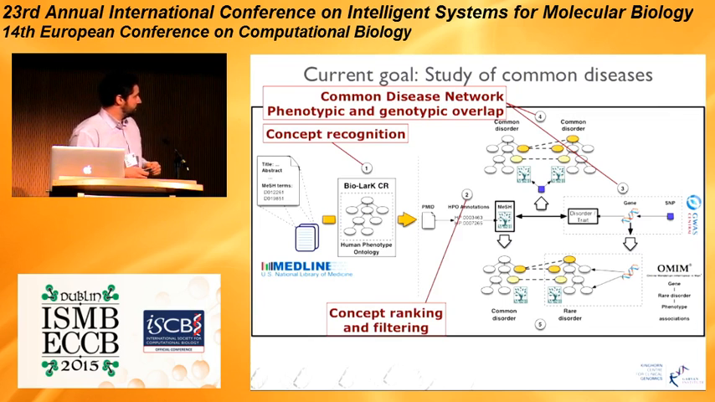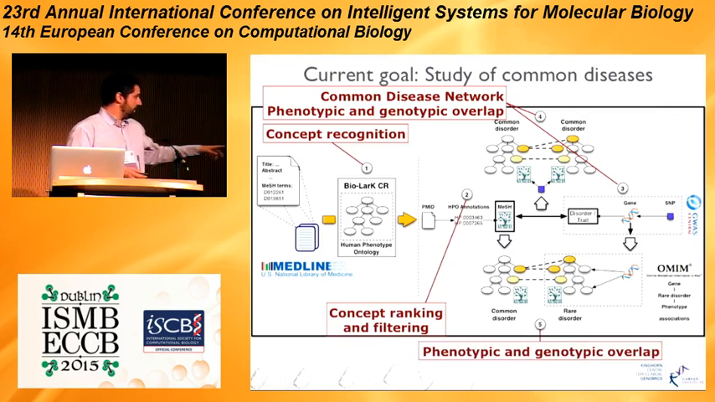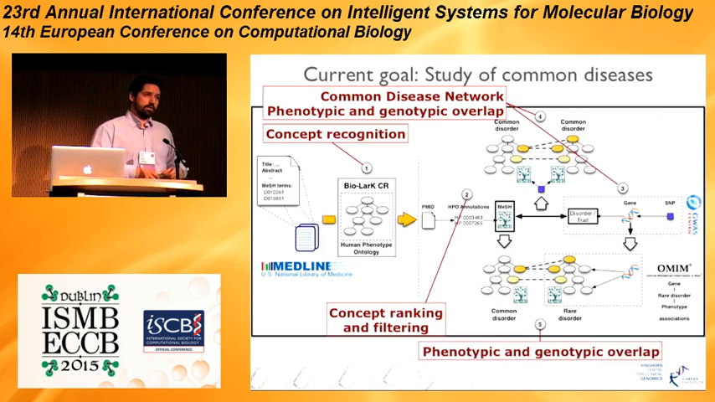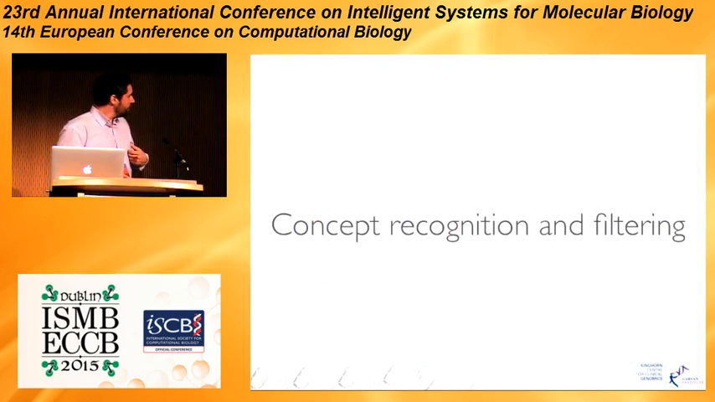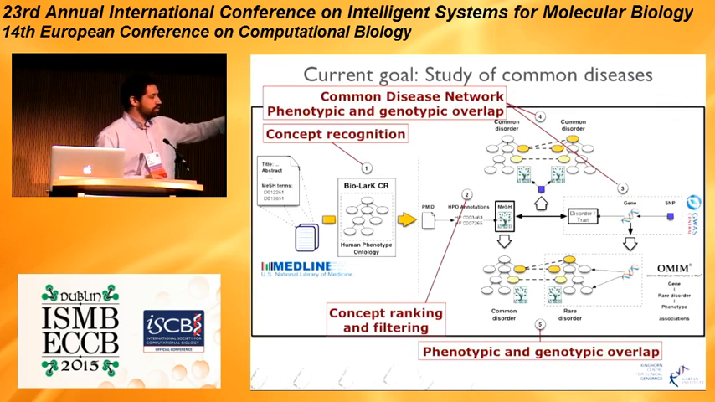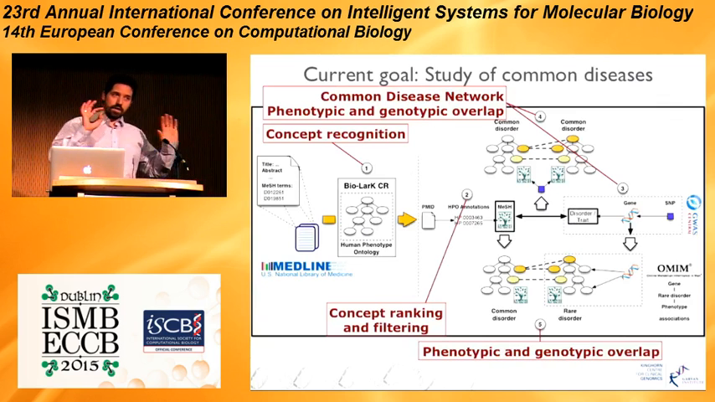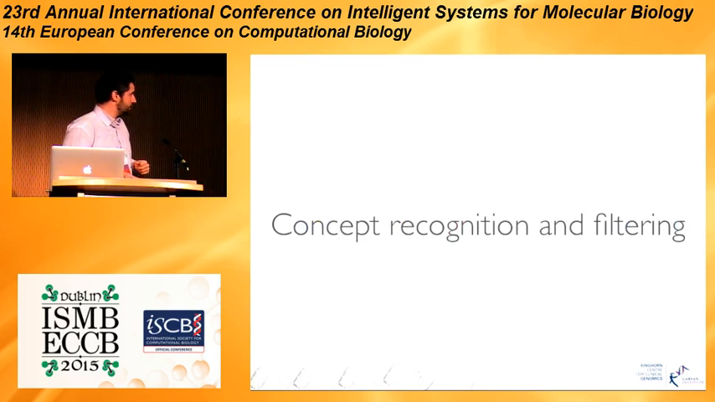So we try to understand if we can recreate a common disease network using the disease ontology, as well as to understand the genotypic and phenotypic overlap between common diseases, as well as the phenotypic and genotypic overlap between common and rare disorders. So I'm going to go through each of these steps very briefly. Again, I'm just scratching the surface. I won't go into details. I'm more than glad to answer questions afterwards.